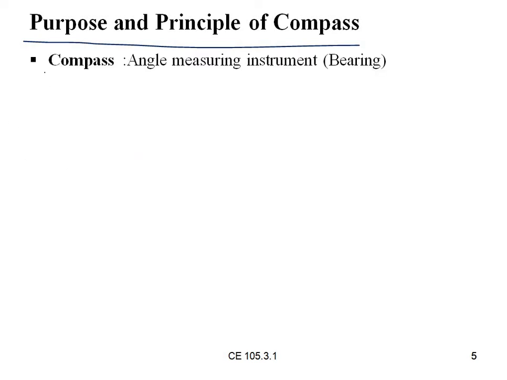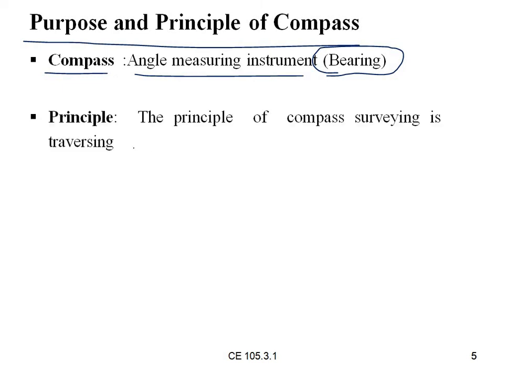A compass is an angle measuring instrument. In compass language we call the angles bearings. The principle of compass surveying is traversing. So we will call it traversing.